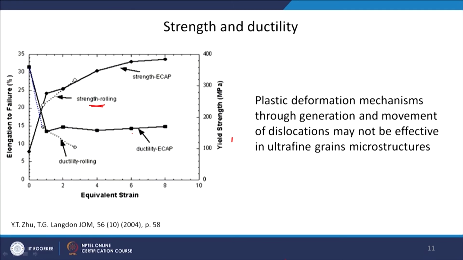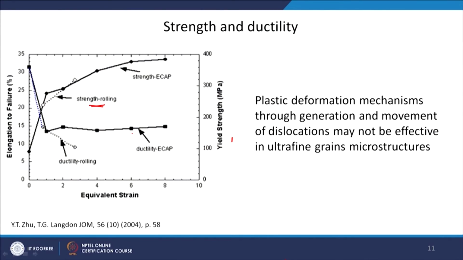This kind of balance between strength and ductility is always there whenever you want to produce ultra fine grained materials, that although the strength increases following the Hall Petch relationship, the ductility of the material reduces. And the reason for that is that when the plastic deformation is through generation and movement of dislocations, if you keep reducing the grain size, the generation of dislocation becomes that much more difficult, and then dislocation as a deformation mechanism will not be an effective mechanism as you reduce the grain size.